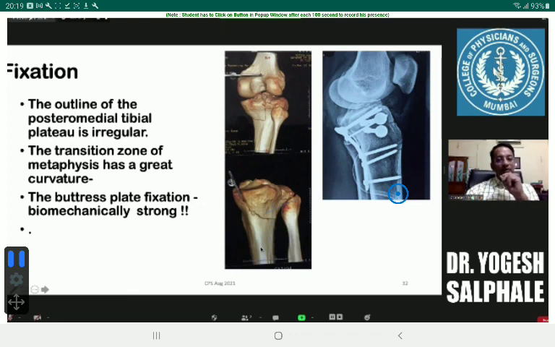And the buttress plate fixation, hence, is mechanically a strong one. And as you can see here, this was a combination of two cannulated cancellous screws with a washer and a posterior medial buttress plate. So this buttress plate has to be at the apex of the fracture.